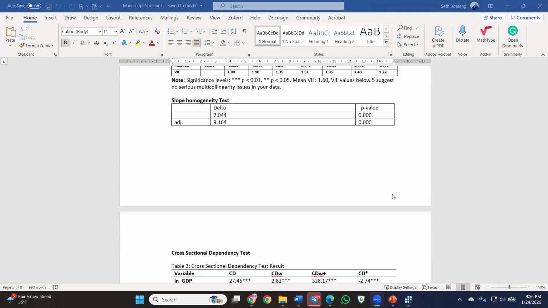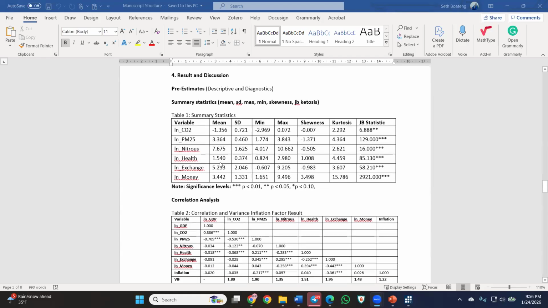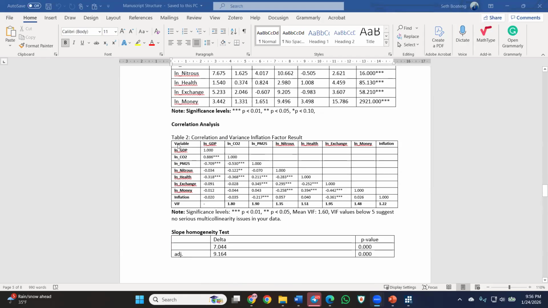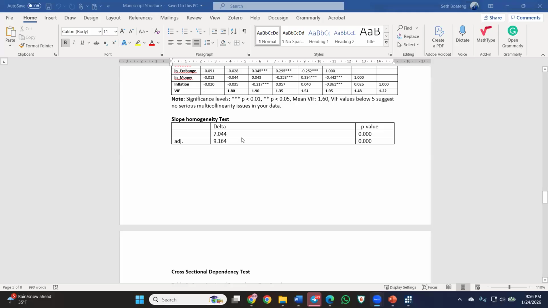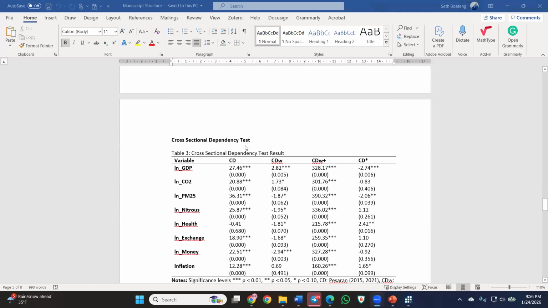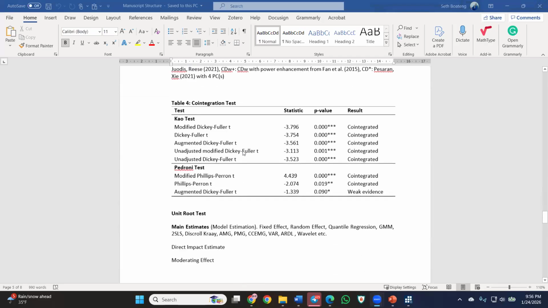Recording. Okay, so we did the summary statistics and then we saved our results. We did a correlation analysis. We did slope homogeneity test and then the cross-sectional dependency test. We explained what each result means.